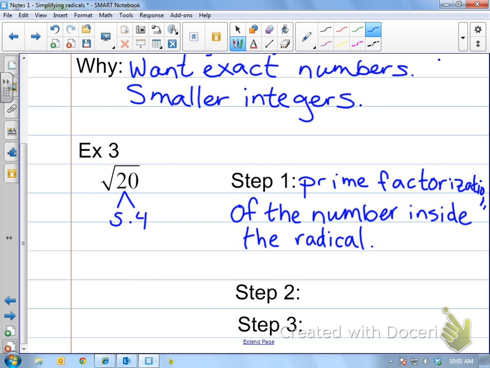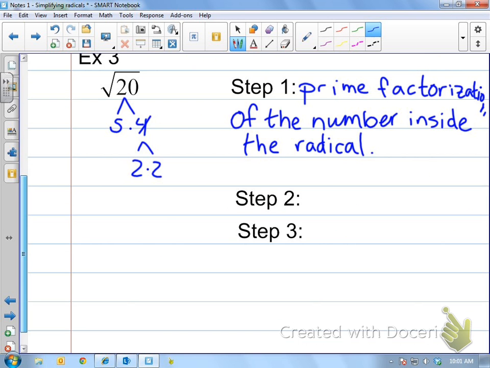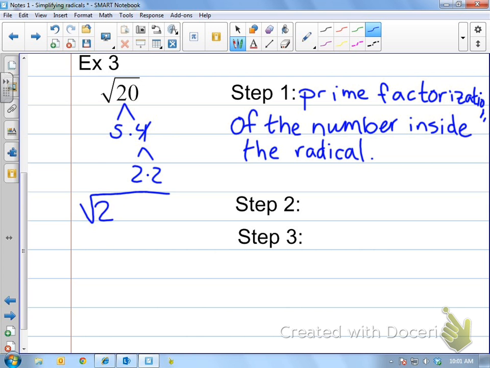Okay, we did 5 times 4. We said 5 is prime, which means we need to keep factoring 4. So now we write our prime factorization. We have 2 times 2 times 5.